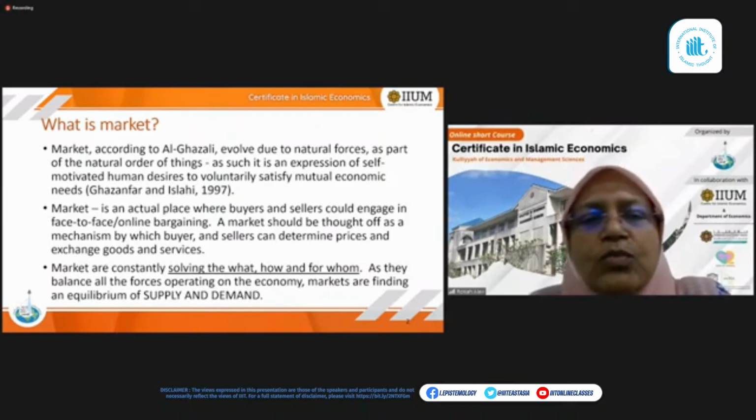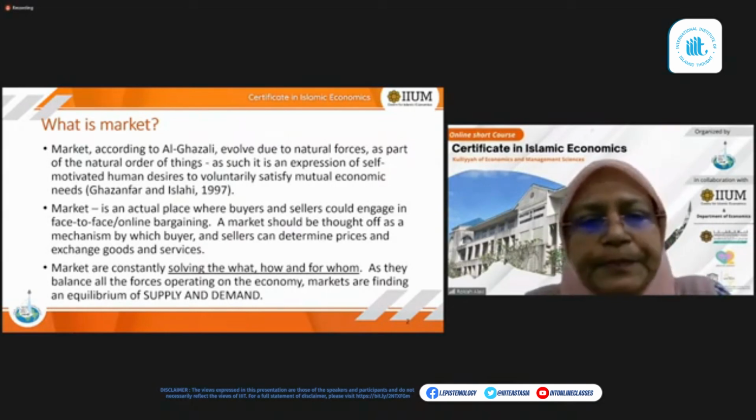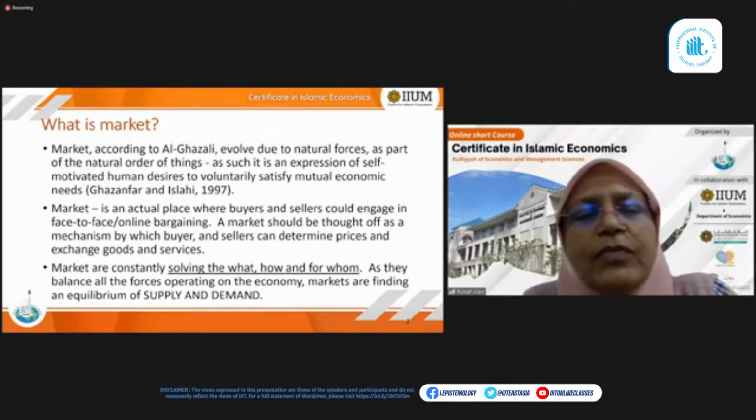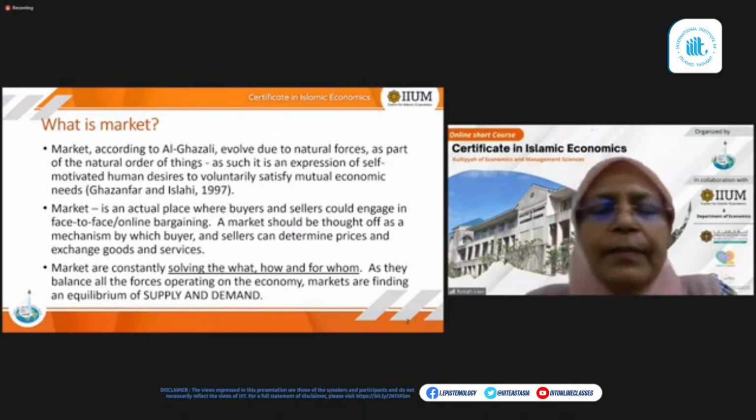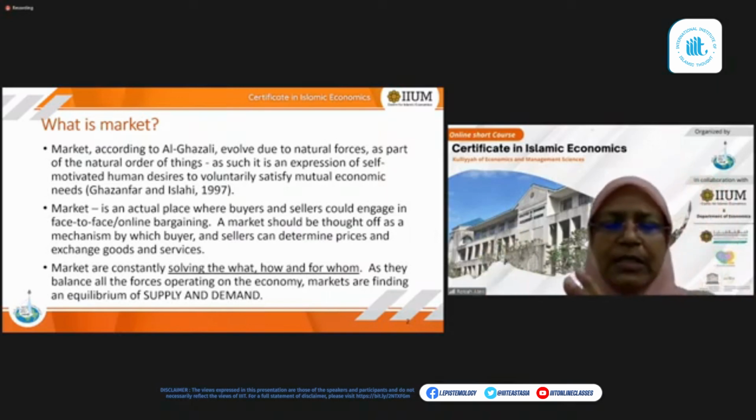The market forces will balance the market activities. Market forces will basically balance what is needed in the economy, and markets are finding an equilibrium of supply and demand. In the market, we have consumers, who represent demand. We have producers or sellers, who represent supply. So in the market, we have sellers and buyers, demand and supply.